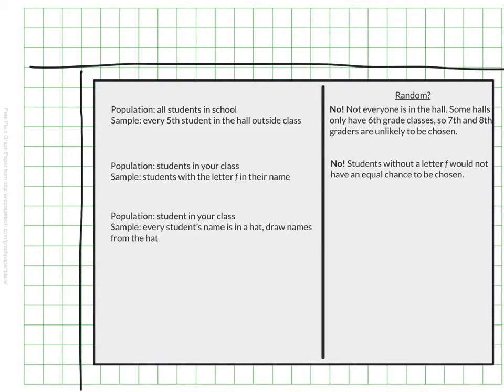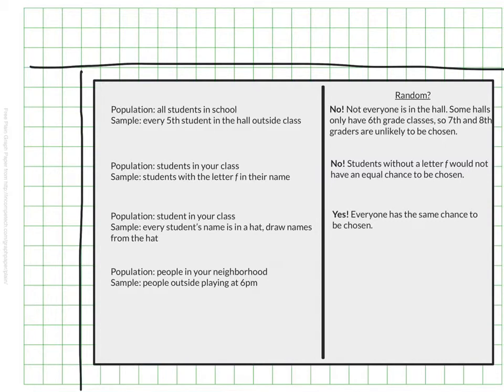This example is still with a population of all the students in your class, but this time the sample is done by students all putting their names in a hat, and we draw the sample group by drawing names out of the hat. Would this be a good random sample? Yes or no? This time I would say yes, this is a good random sample. Because this time everyone has the same opportunity to be a member of the sample group.